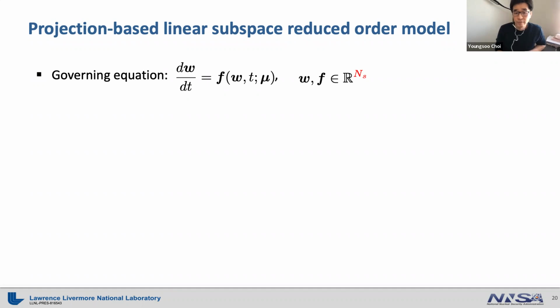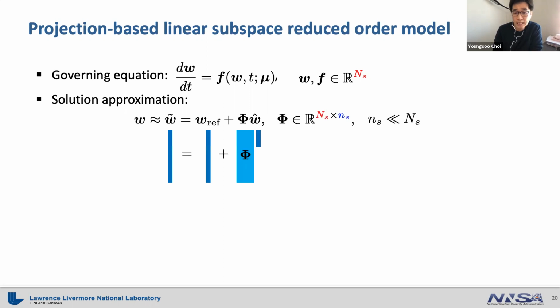Here, I'm going to introduce a very traditional projection-based reduced order model approach. To do that, we will start with the governing equation represented by the ordinary differential equations again. Here, W is your state variable, F is your nonlinear function, t is the time variable, and mu is a parameter. We first approximate the solution as a linear combination of the reduced basis phi, whose dimension is a lot smaller than the full order model dimension, big N sub S. Note that we have applied linear compression here. Later on, it's easy to imagine that nonlinear compression is possible as well in this context, right?